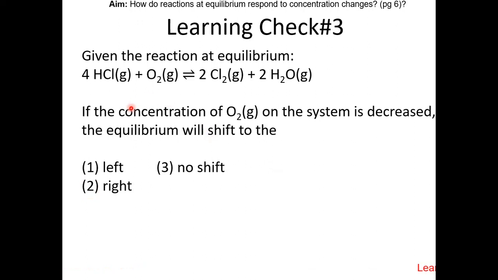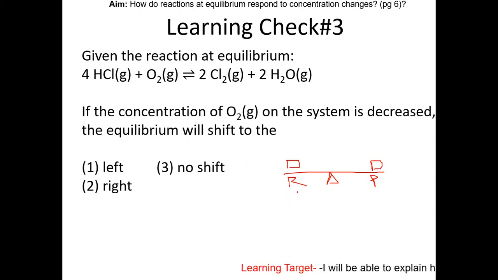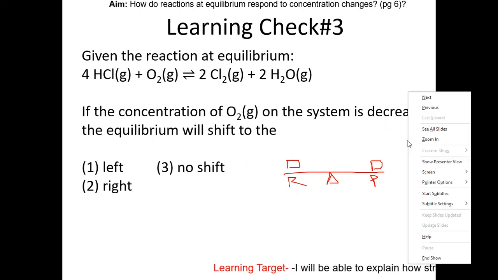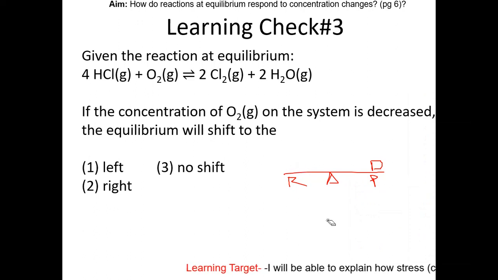Learning check number 3. If the concentration of O2 in the system is decreased, the equilibrium will shift towards what? Pause the video and resume once completed. Let's use the balance beam method. Since O2 is a reactant and is decreasing in the system, we are going to remove one box from the reactant side. So in order for equilibrium to be restored, more reactants have to be made. So the answer is choice 1, left.